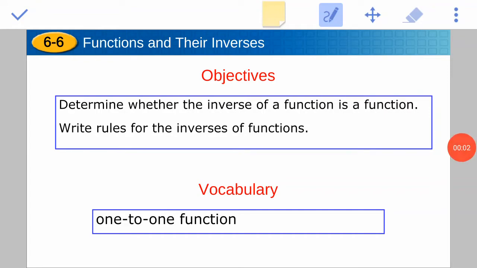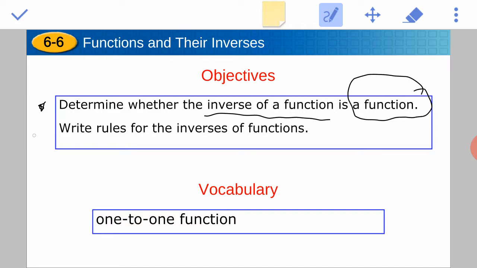Hello, Algebra 2 students, section 6-6, functions and their inverses. In this lesson, you're going to study two skills: how to determine whether the inverse of a function is considered a function or not, and how to write the algebraic rule of the inverse of a function.